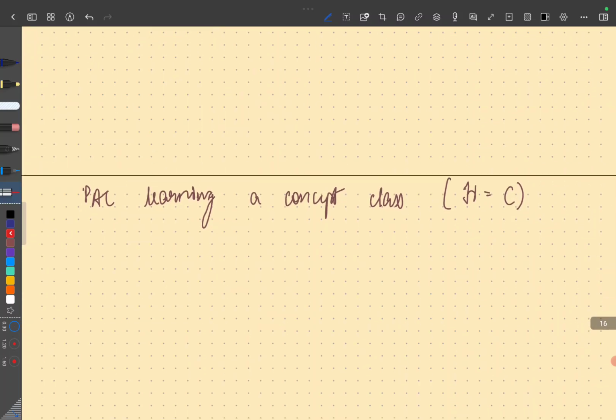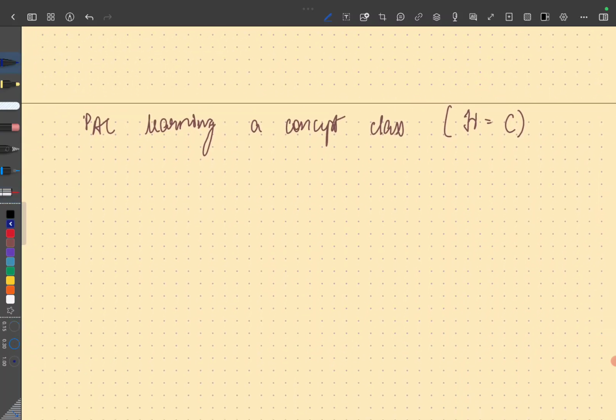Okay, so we can also restrict this definition to PAC learning a concept class. So a concept class C is PAC learnable. When I say a concept class C is PAC learnable, there is implicitly the assumption that the hypothesis class is equal to the concept class. You know this beforehand; somehow you get this information.